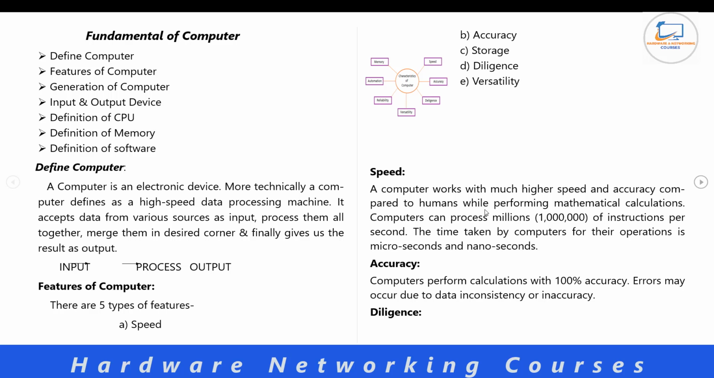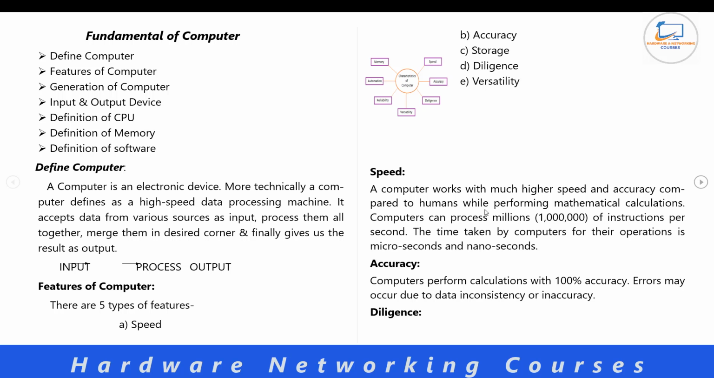Define computer. A computer is an electronic device. More technically, a computer is defined as a high-speed data processing machine. It accepts data from various sources as input, processes it, merges it in the desired manner and finally gives us the result as output.